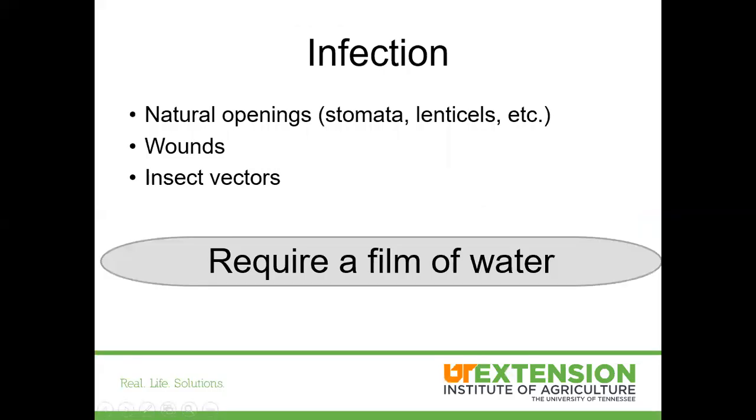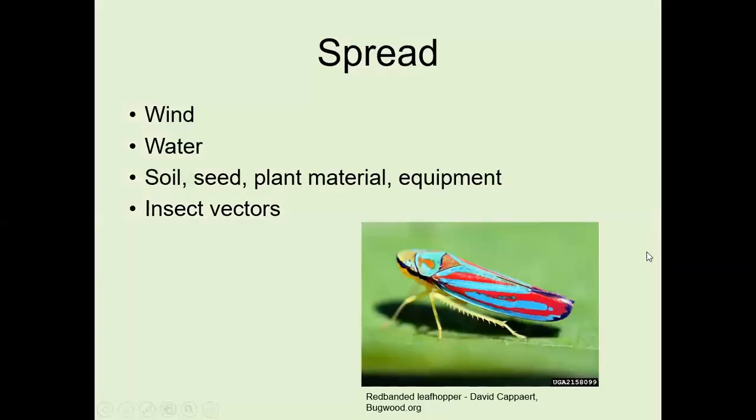So the infection can go in through natural openings like your stomata, the lenticels on the plants, wounds, insect vectors can carry viruses, especially viruses and bacteria both. They also can spread, bacteria, same as fungi, can spread through wind, water, seed, soils, plant material, the equipment, and our insect vectors.